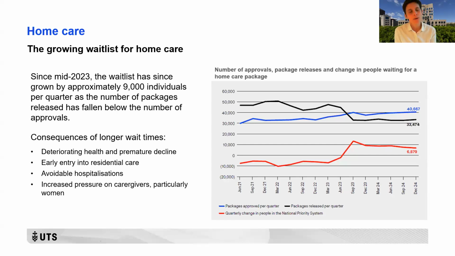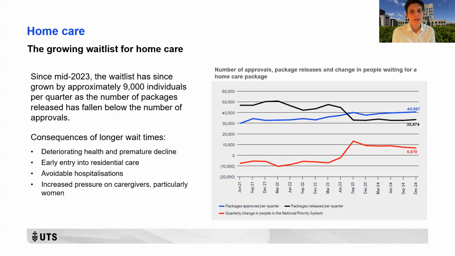To understand that growth in the national priority system, UARC has conducted further analysis on publicly available data from the department to understand the dynamics of the supply and demand for home care packages. More specifically, what we can see in this graph, the demand, which is proxied by the number of package approvals, has been gradually growing to about 40,000 approvals a quarter. In comparison, the number of packages released each quarter, the supply, dropped in mid-2023 and has not since caught up with the level of quarterly package approvals. As a result of the difference between the supply and demand, the wait list for home care packages has grown by approximately 9,000 individuals each quarter.